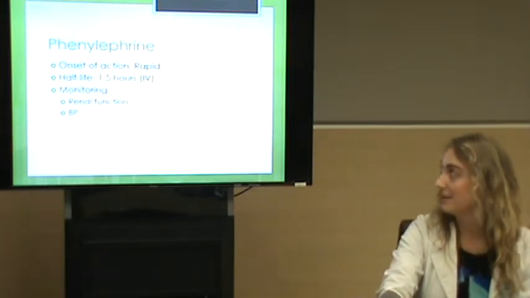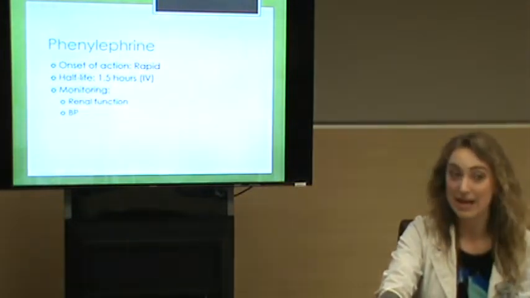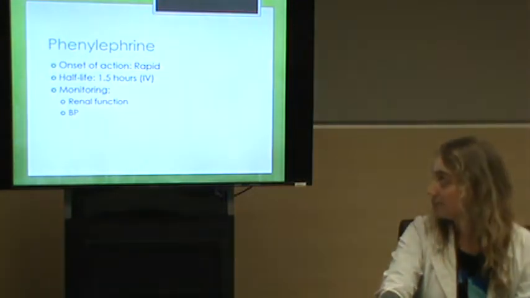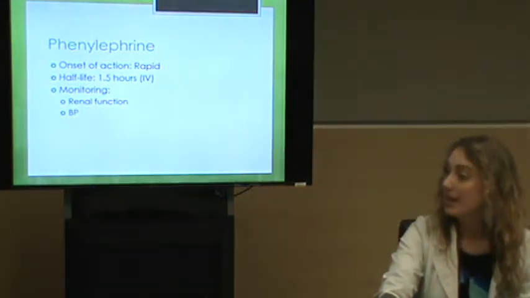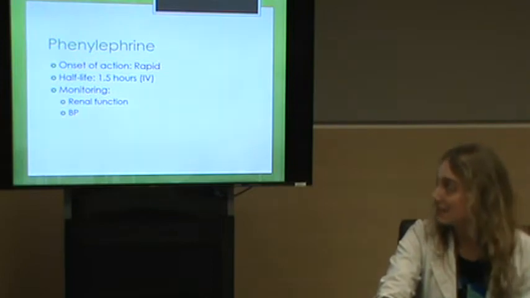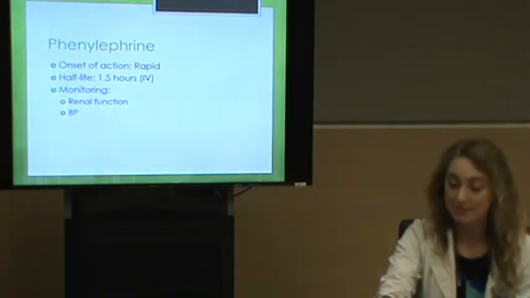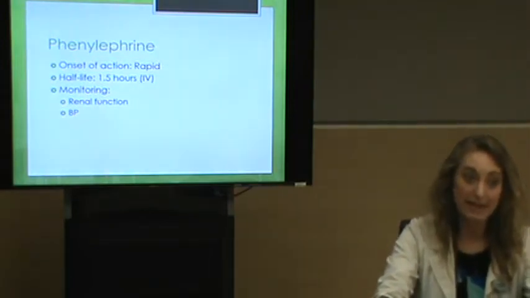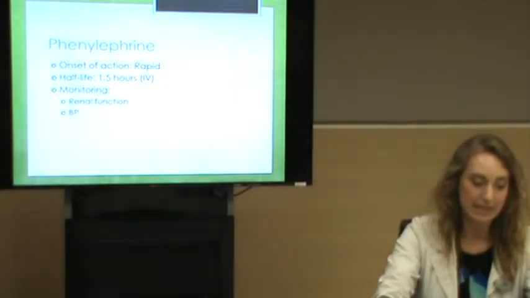Onset of action, phenylephrine is like Levophed and Epi in that it has the rapid, immediate onset. It has a longer half-life, so if the phenylephrine does get stopped abruptly, it's still not recommended, but it might have a little bit less of an effect than if the Levophed or Epi are stopped abruptly.